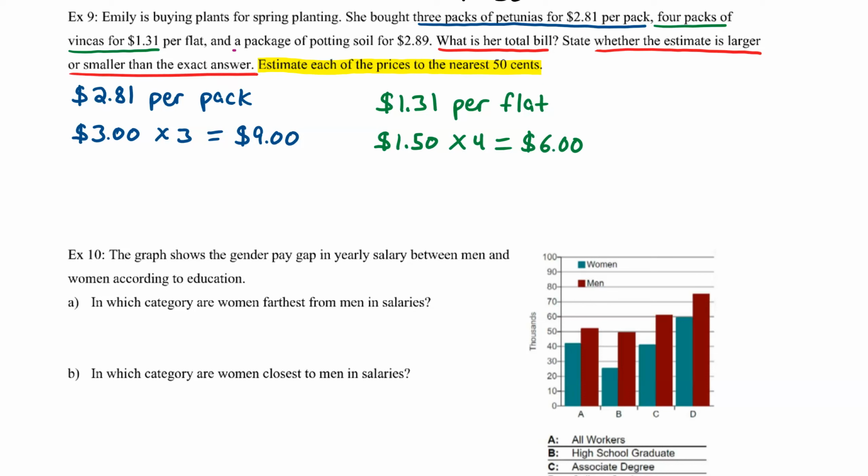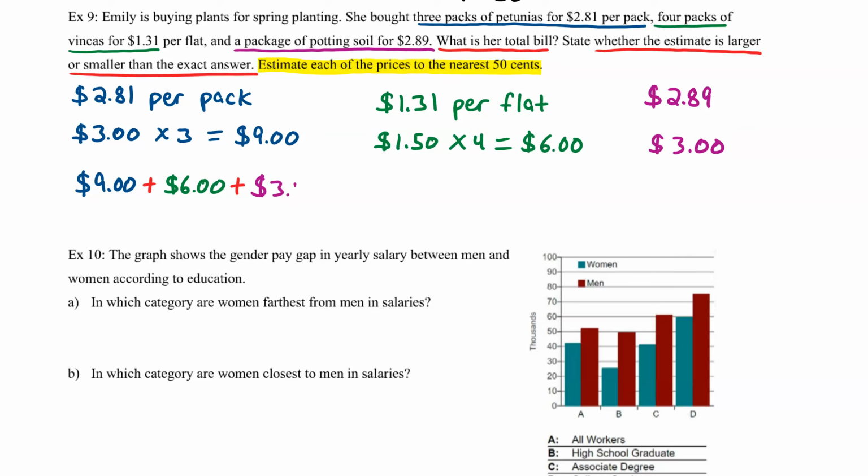And lastly, she has that package of potting soil for $2.89. And when we round that to the nearest 50 cents, that is also going to be closer to $3. So now to find the total for this estimate, we are going to very simply just add these 3 values together. So we've got $9 plus $6 plus $3. And that's going to give us a total of $18.